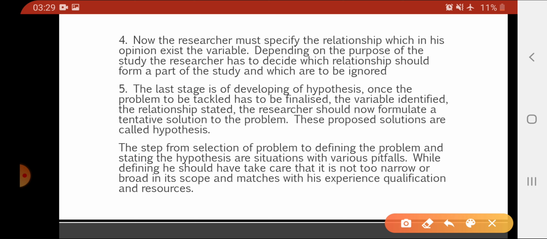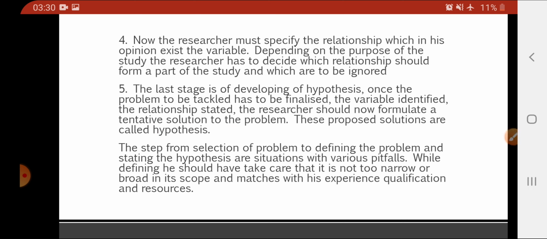The last stage is developing a hypothesis. Once the problem has been tackled, it has to be finalized, so that finally this is the problem. Next, with the variables which we have identified and the relationships which we have stated, the researcher should formulate tentative solutions for the problem and propose a hypothesis. The hypothesis is based on the relationship among the variables and the best variables he chooses for that.